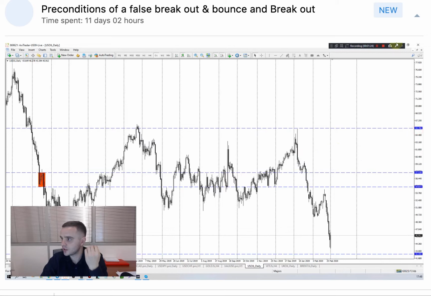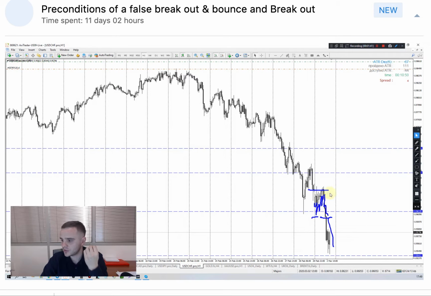An example for you is here on oil. Price approached this key level, and before it, price bounced from this level, and here big players accumulated enough volume, and after that what happened? Breakout.